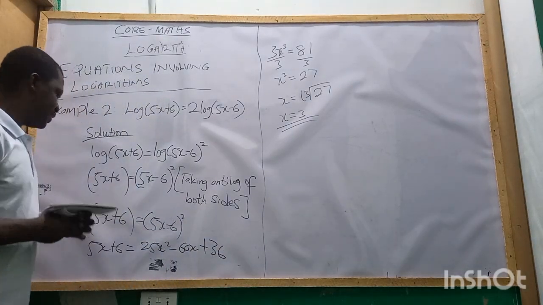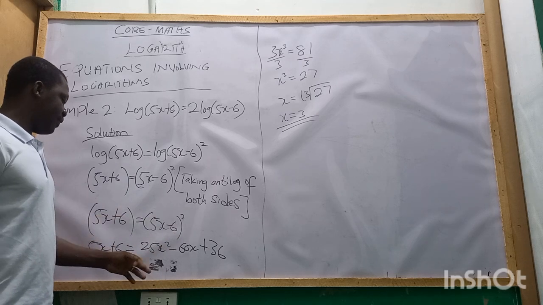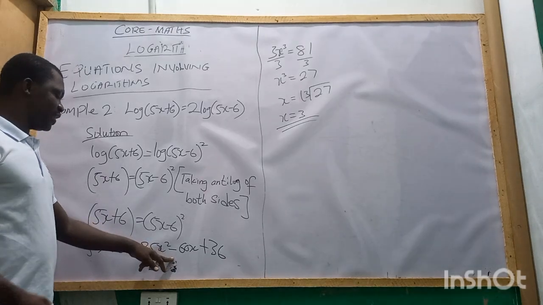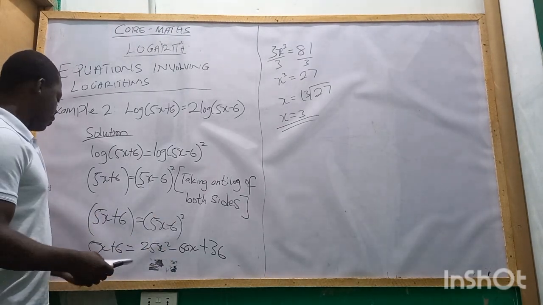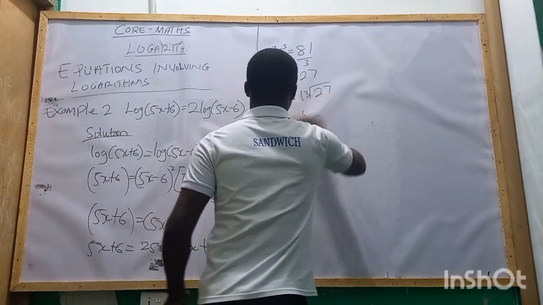So after expanding it, 5x minus 6 all squared, I have 25x squared minus 60x plus what? 36, right? So from here, I'll group like terms, then I'll proceed.